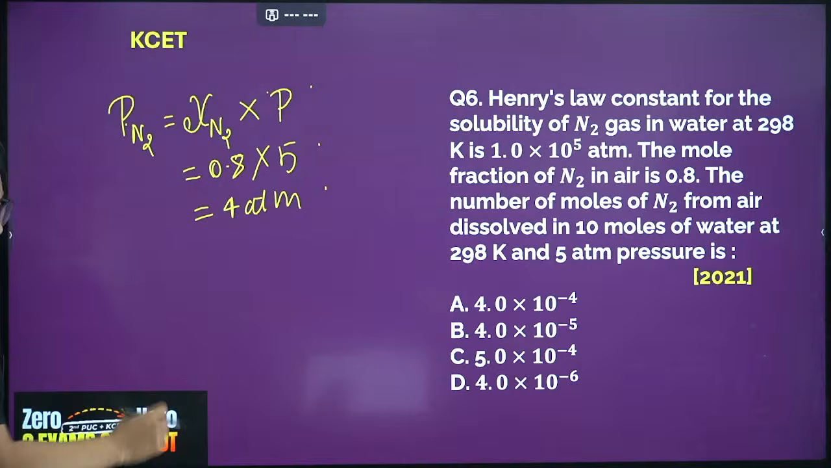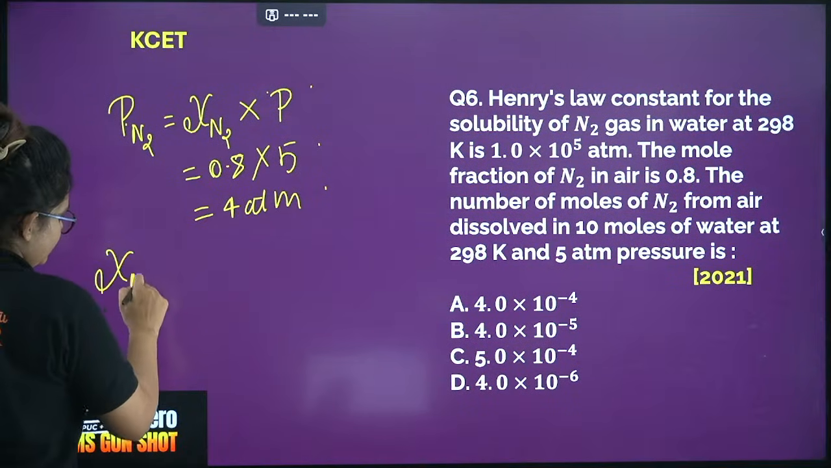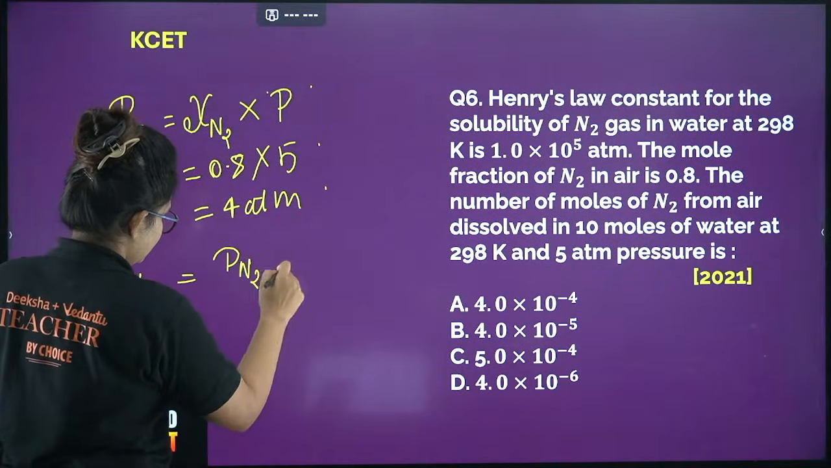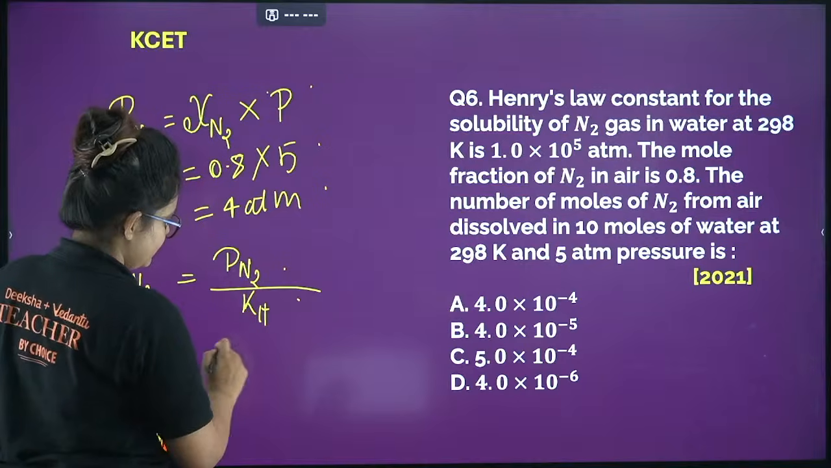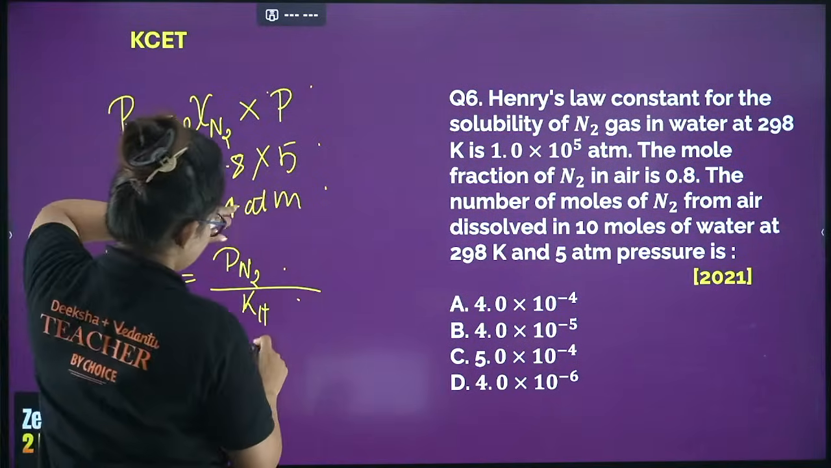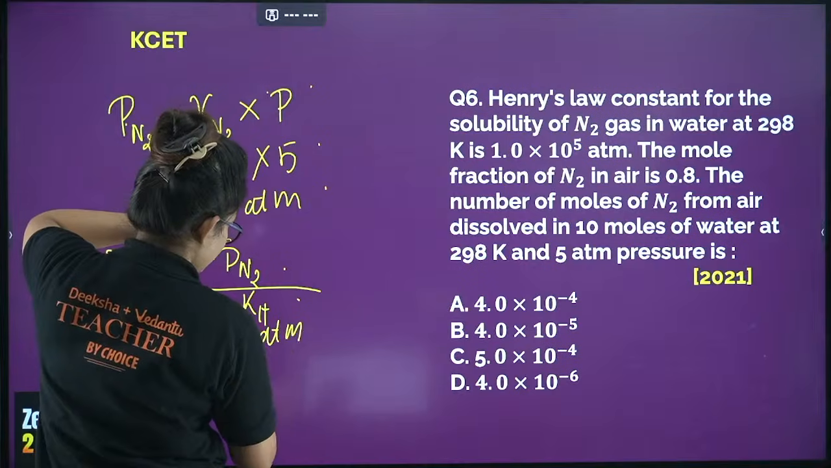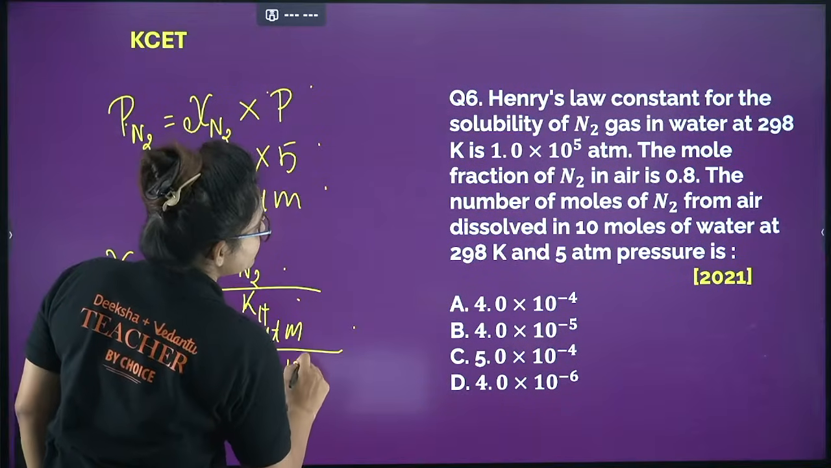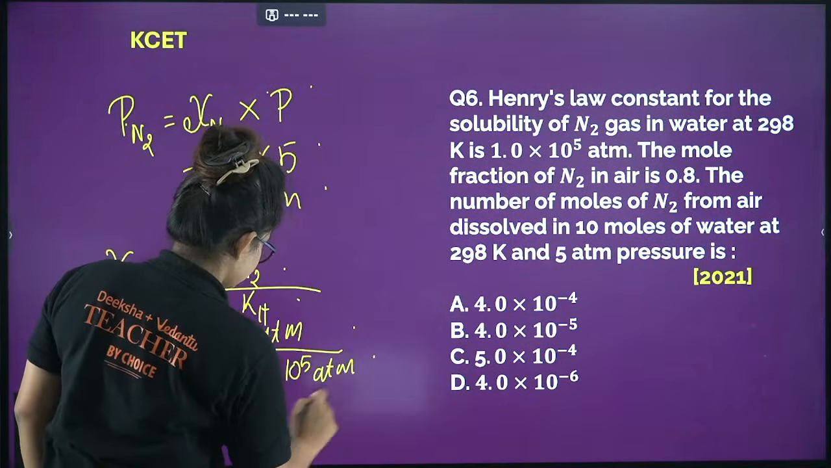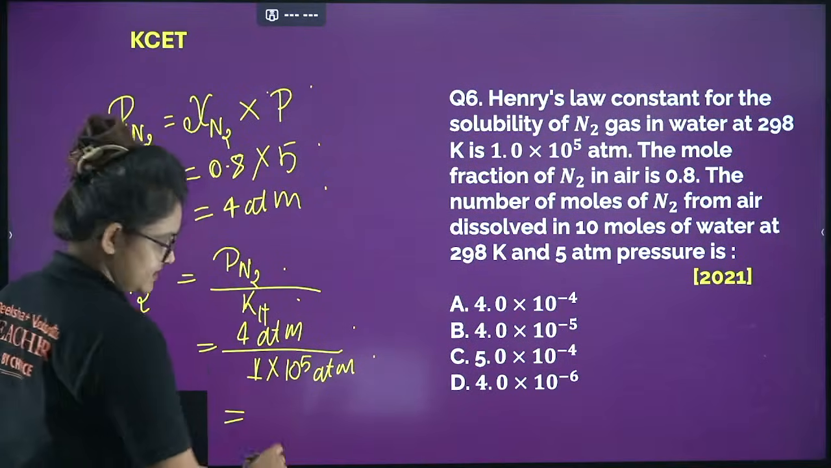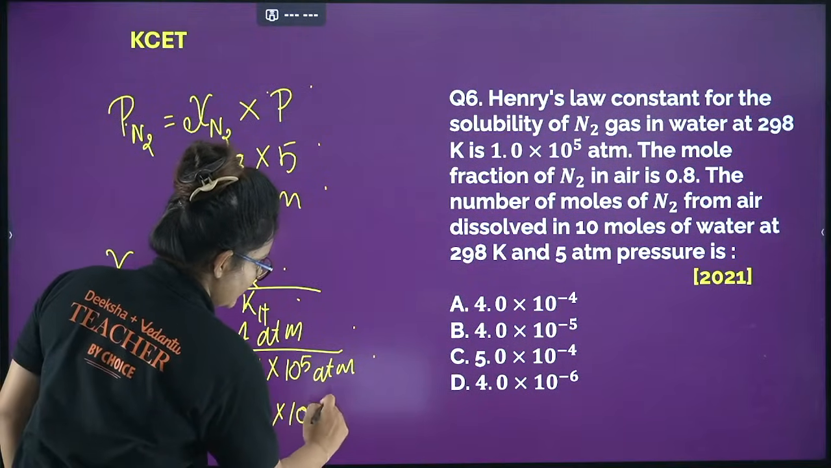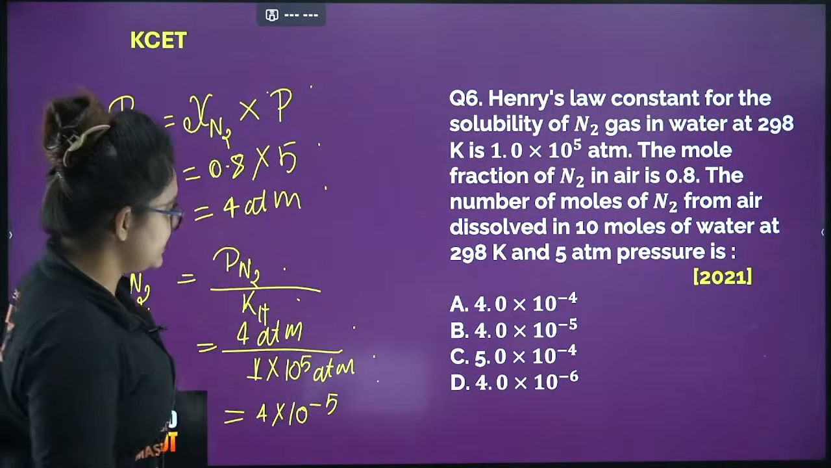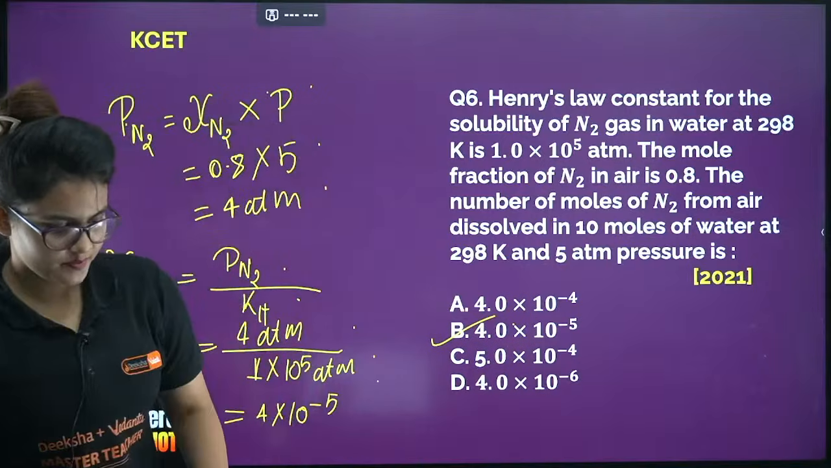Okay, now you can apply Henry's law. Mole fraction of N2 is the pressure of N2 divided by kH, right? So the pressure of N2 you can put from here, 4 atmosphere, and the kH value also you can put, 1 into 10 power 5 atmosphere. Okay, so definitely your answer is going to be 4 into 10 power minus 5. I guess it's clear to you. It's going to be B.